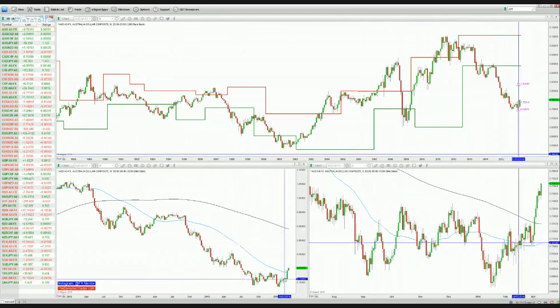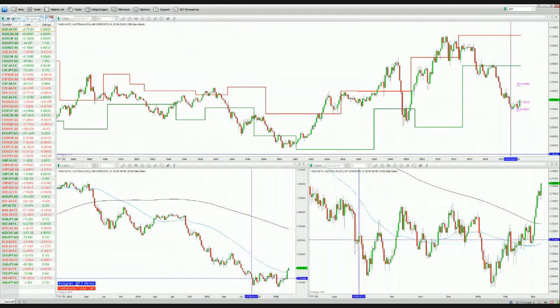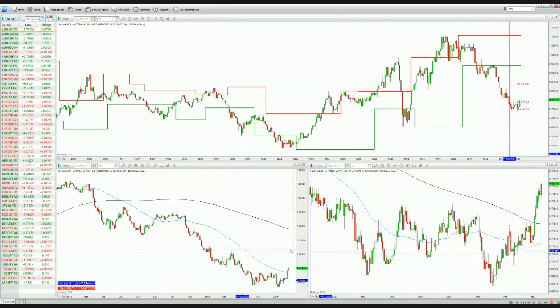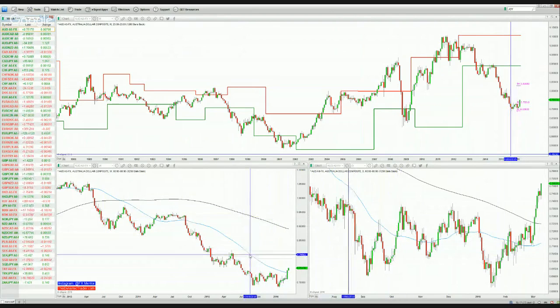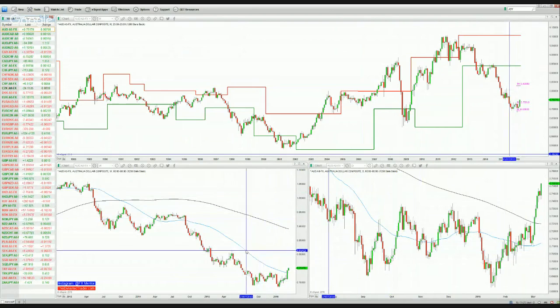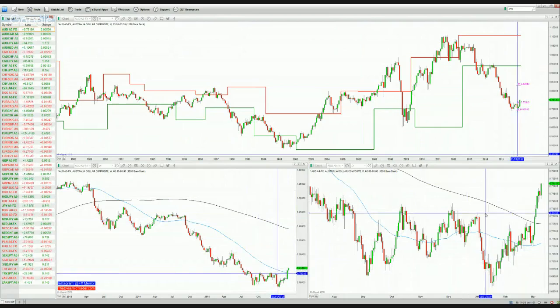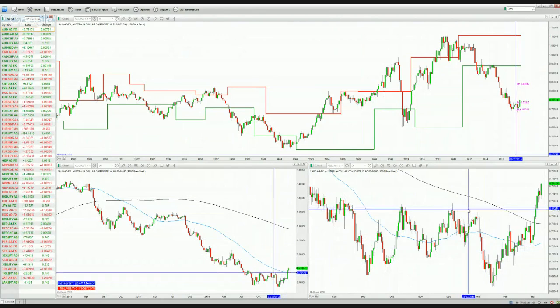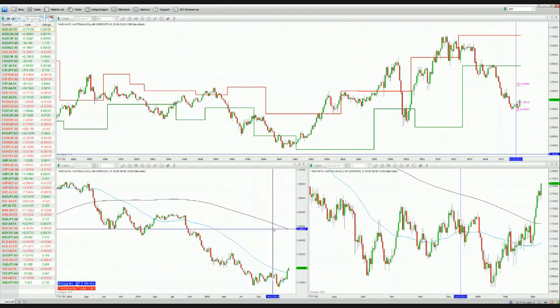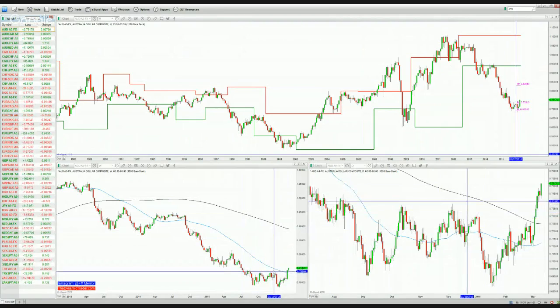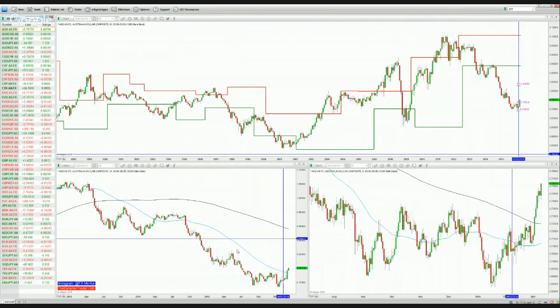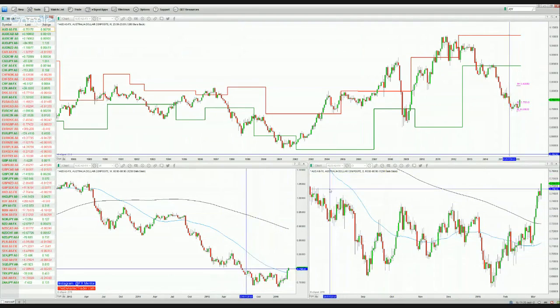What I'm really looking for is alignment between both time frames. So in a strong bullish market, I want to see price trading above both the 200 and the 50 on the weekly and the daily. That's a strong bullish market. In a strong bearish market, I want to see price trading below both the 200 and the 50 on both time frames. Okay, so we really need to see alignment.